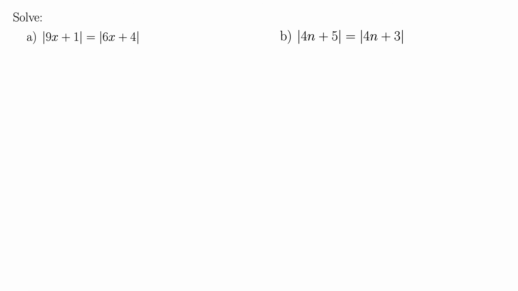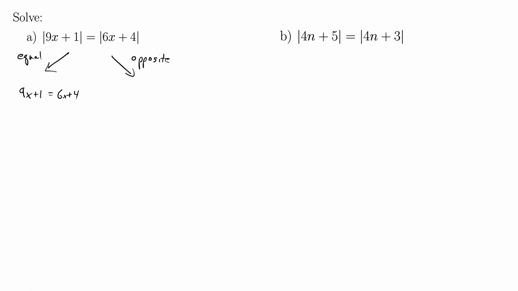This example asks us to solve absolute value of 9x plus 1 equals the absolute value of 6x plus 4. When you have one absolute value set equal to another value, you break it down into two cases, and they're oftentimes called equal and opposite. And what that means is the equal case, you just drop the absolute values. 9x plus 1 equals 6x plus 4.